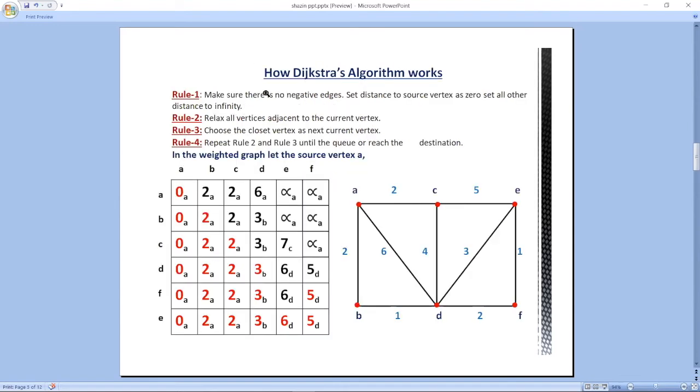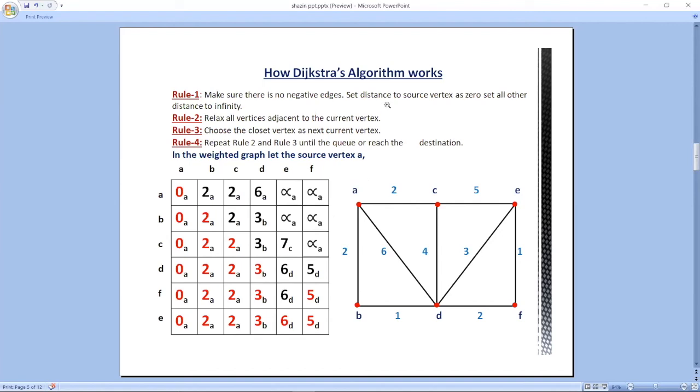On the next slide, I will show how Dijkstra algorithm works. Basically, to understand this, we need to follow only 4 rules. Make sure there is no negative edges. Firstly, I want to show this in the weighted graph. In the weighted graph, let the source vertex be A, and make sure there is no negative edges. If we see the graph, there is no negative edges because there is no negative weights.